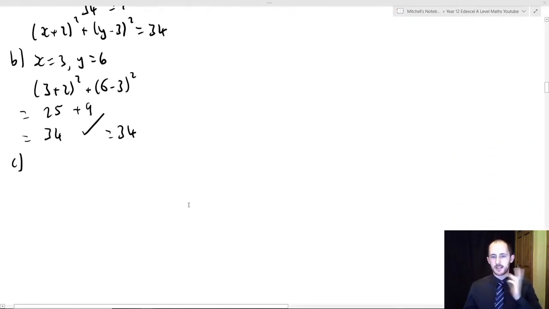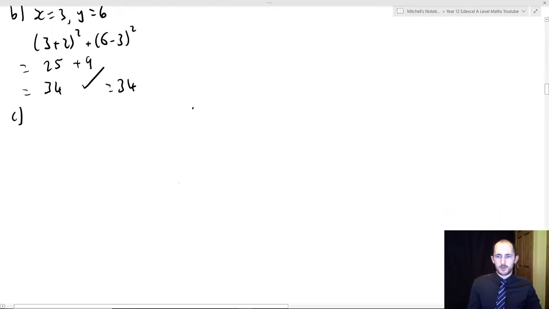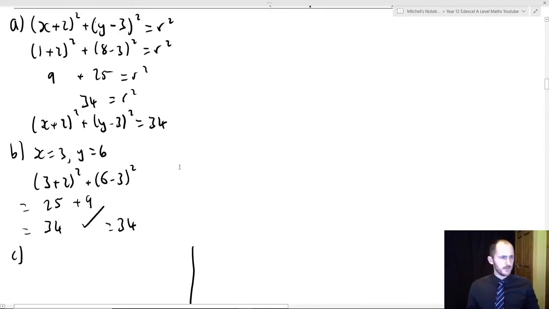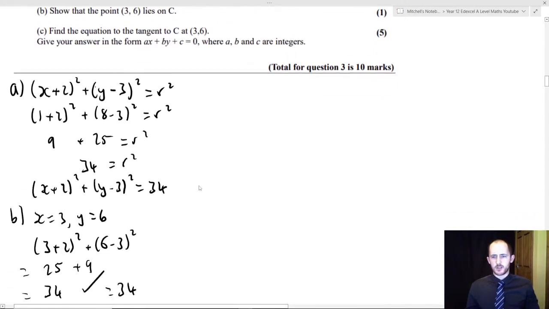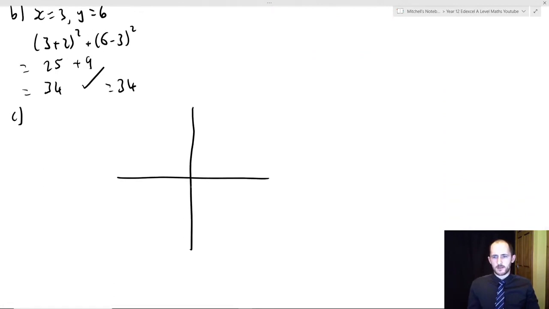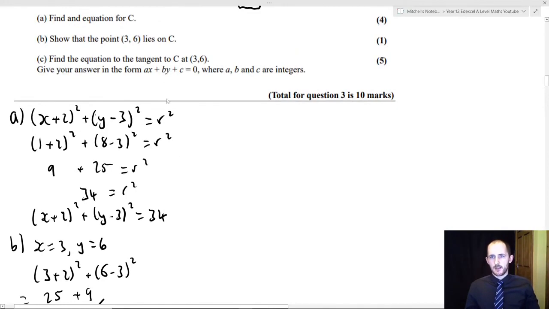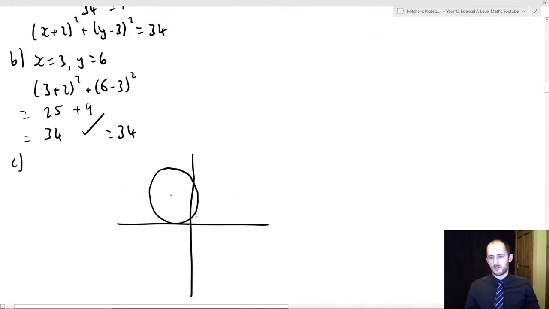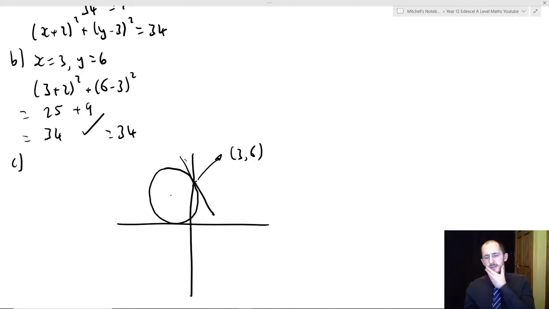So first of all, let's look at what's happening here. If I draw a big graph, you don't need to draw this grid every time, but it's useful for when I'm explaining it to you. The center of this is (-2, 3). That's where your center is. So it looks something like that. That doesn't matter too much. And the tangent is at (3, 6). Honestly, this isn't the best drawing. So the tangent here, and let's say this point here is (3, 6).